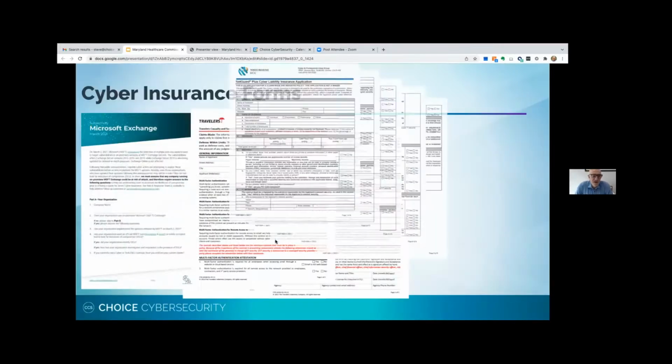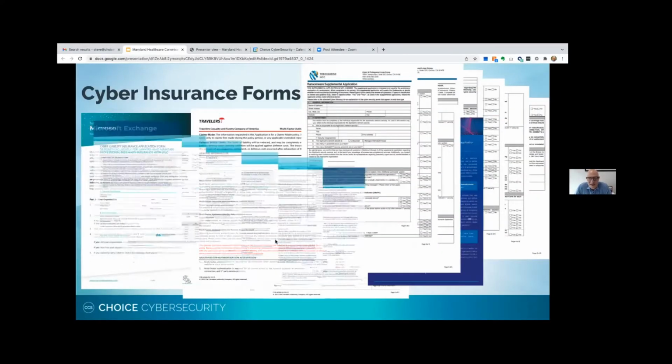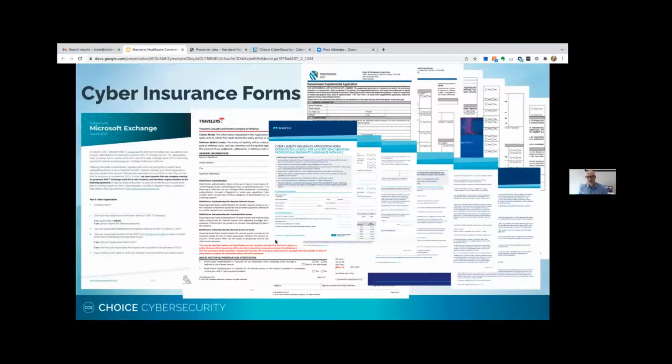So when you look at these cyber forms, I don't know if you've seen any lately, but each one's a little bit different. They're difficult. You've got to make sure that it's perfectly filled out correct. And if you don't know an answer, just leave it blank and let them come back to you and tell them you don't know.